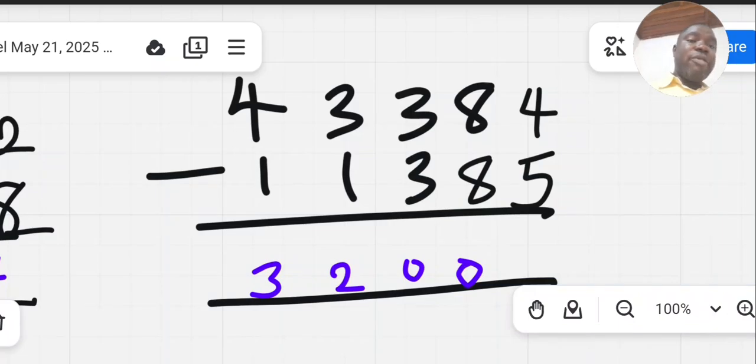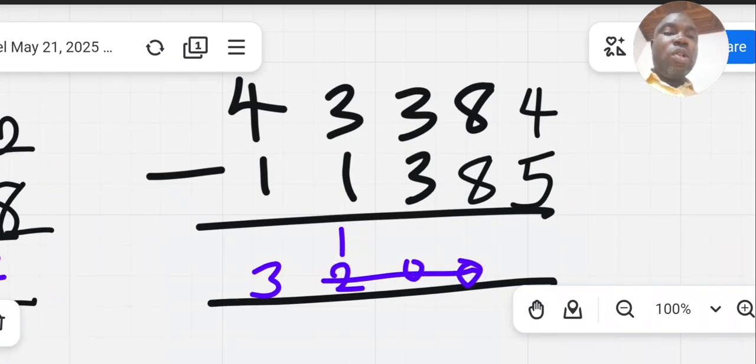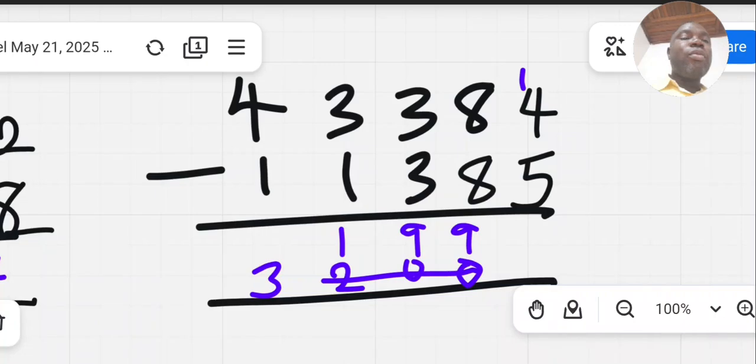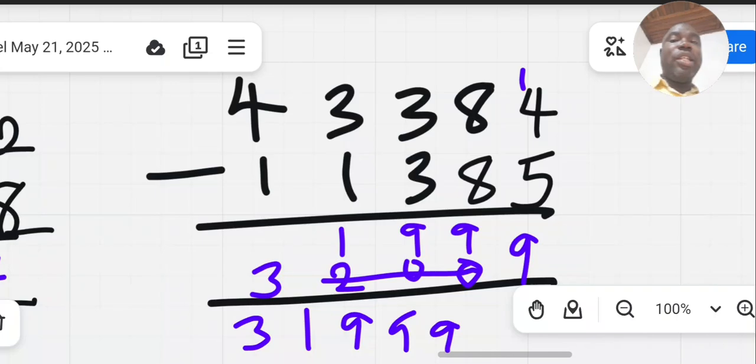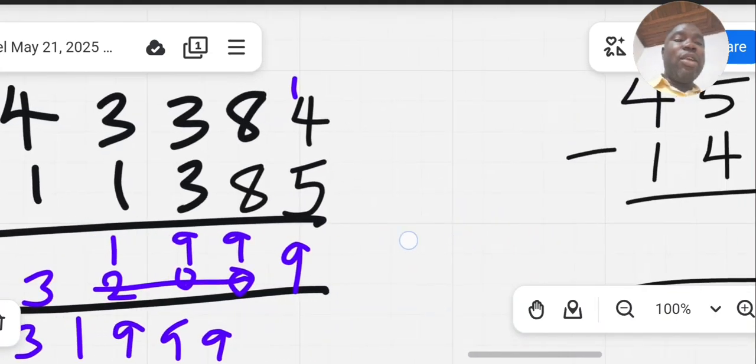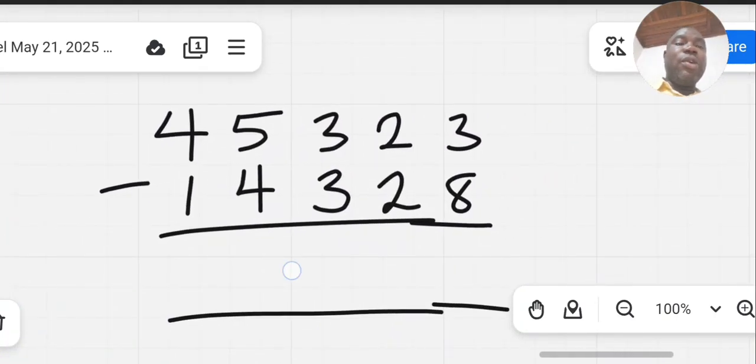Remember, you can borrow from 200. If you borrow from 200, you have 199 left. Or you can borrow from 3,200, which means you have 3,199 left. So it's your choice. If you borrow from 200, we have 199 left. You can see that's 3 digits onto 3 digits, so that's easy. So you bring that 1 to this 4. That's 14. 14 minus 5 gives you 9. So the answer becomes 31,999. Okay, we have one more to go.